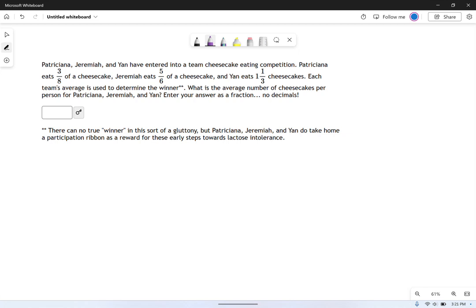We have three friends who have entered into a cheesecake eating contest, and the way they determine how much each team gets counted for is to take the average of all the eaters. So you see that, what do we have? Patricia eats 3/8 of a cheesecake, Jeremiah eats 5/6, and Jan eats 1 1/3 cheesecakes. So what's the average? Well, let's talk about averages.